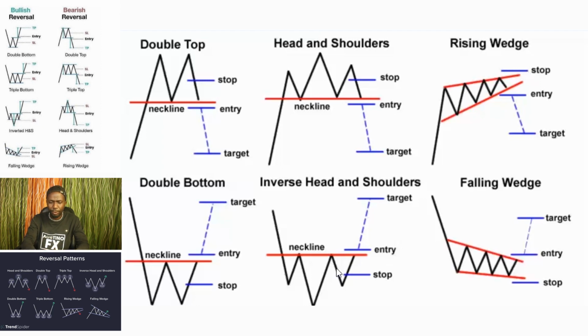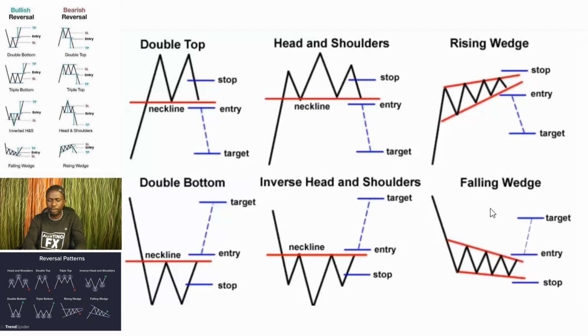So once you are able to identify the inverse head and shoulder pattern at a support level, it tells you that the buyers have stepped in, the sellers cannot push the price down, the buyers have stepped in and they are going to push the price up. So like I said, you must wait for the price to close above the neckline for you to place a buy trade, and your stop loss must be below the neckline or at the previous support level. So this is how you trade the inverse head and shoulder pattern.